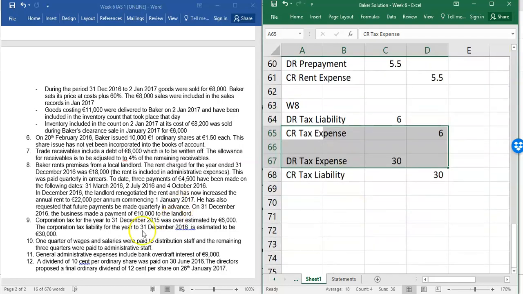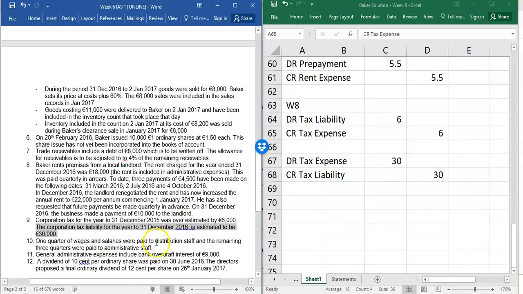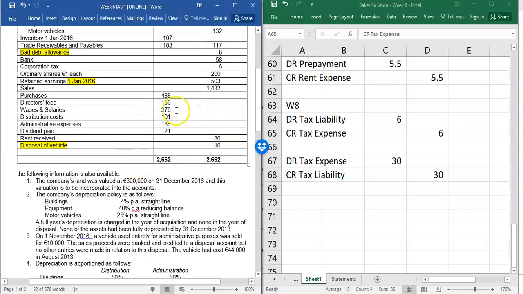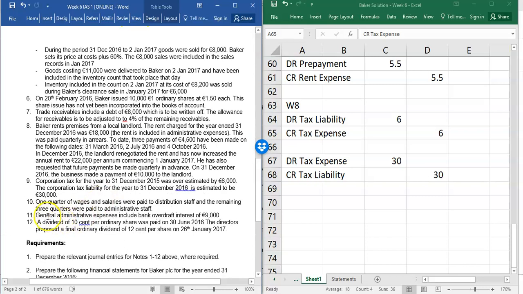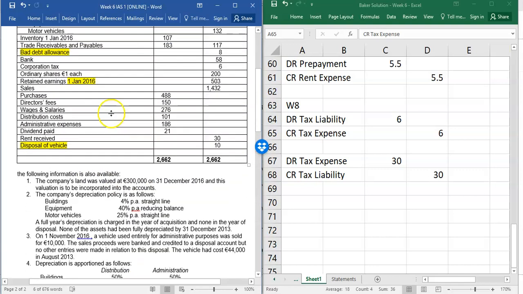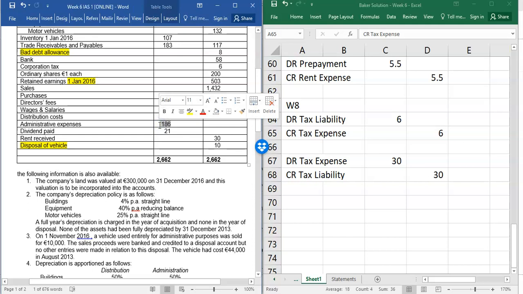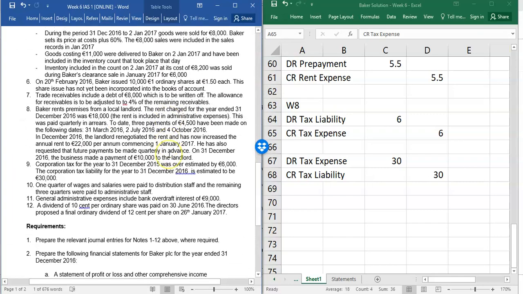So for note 10 then, 1/4 of wages and salaries are paid to distribution staff and the remaining is to admin staff. Now we will do that in a separate working, just splitting it out. There's not really a debit and credit there. That's merely for presentation purposes. So our wages and salaries up here, 276. We're going to split 1/4, 3/4. Same with admin expenses. Overdraft interest shouldn't be classified in admin expenses. So we're going to take 9,000 out of there and call it a finance cost. So you can do a journal if you want. Not really required. It's more about presentation, the financial statements.